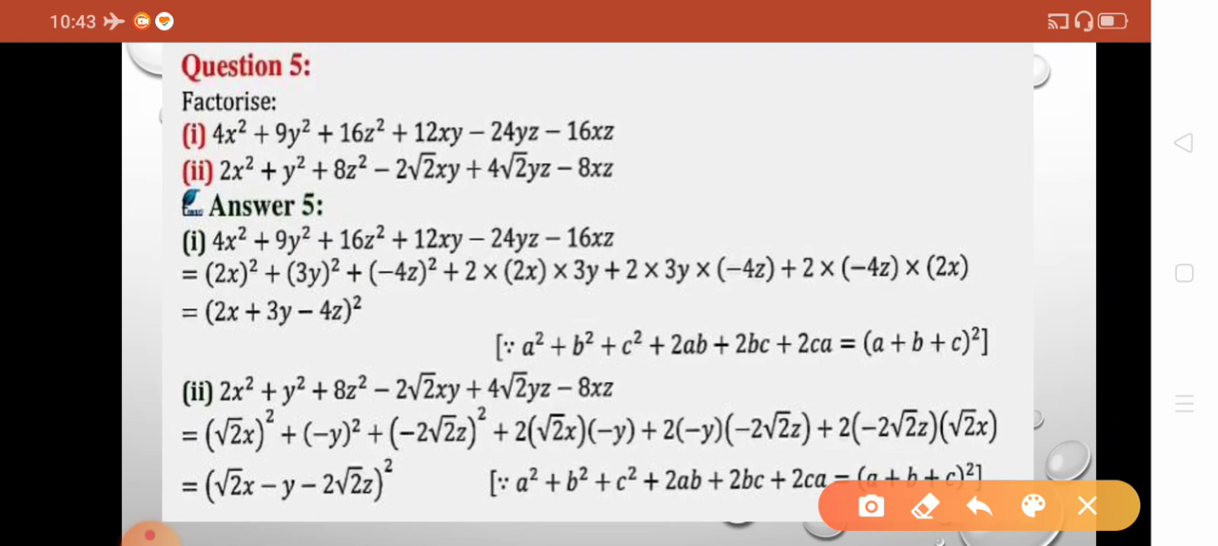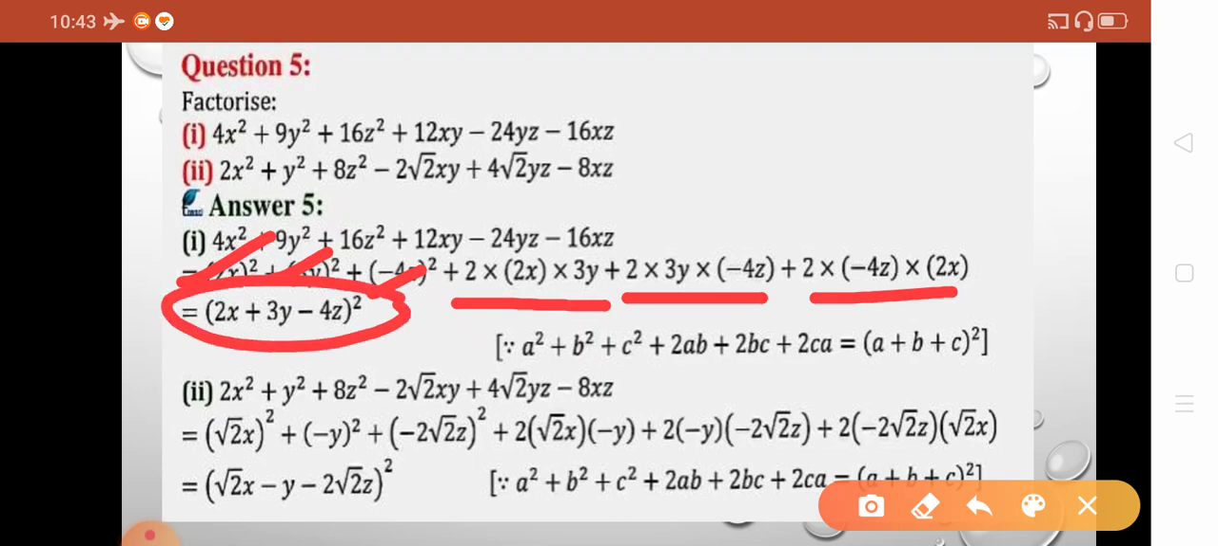So we can write 4x square as 2x whole square, 9y square as 3y whole square, and 16z square as minus 4z whole square. We will break 12xy into 2 into a into b, 2 into b into c, and 2 into c into a. In this way we will open this formula and we will get our answer as a plus b plus c whole square. Similarly, the next question is there.